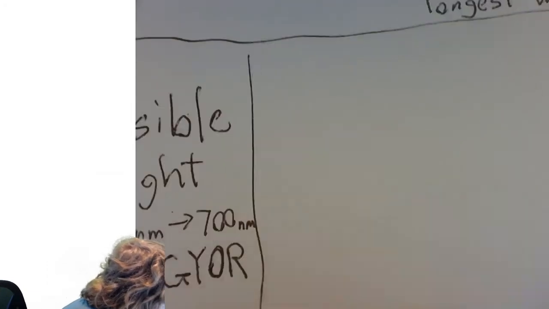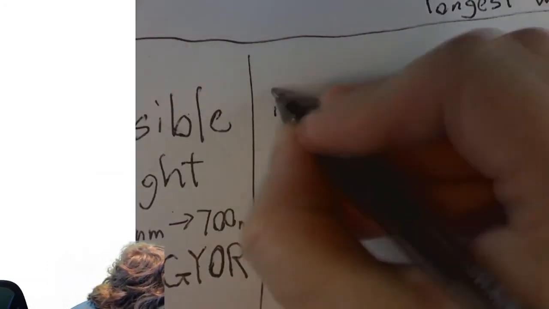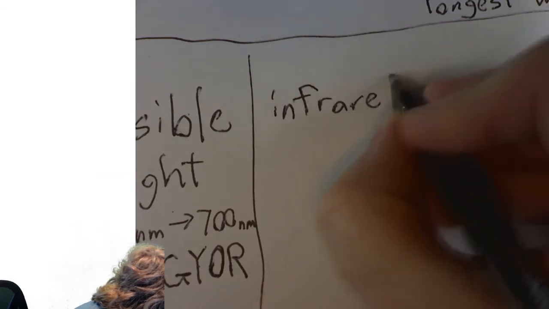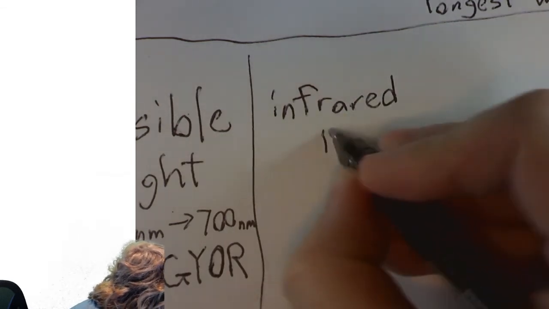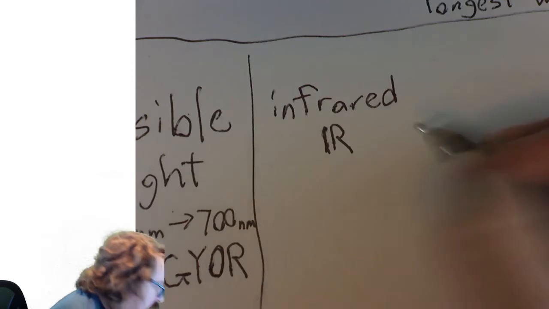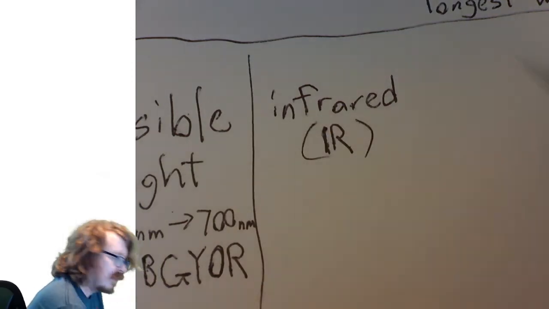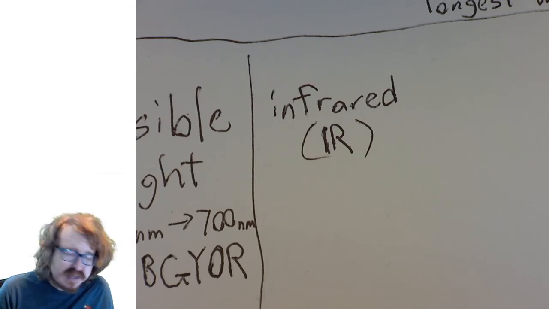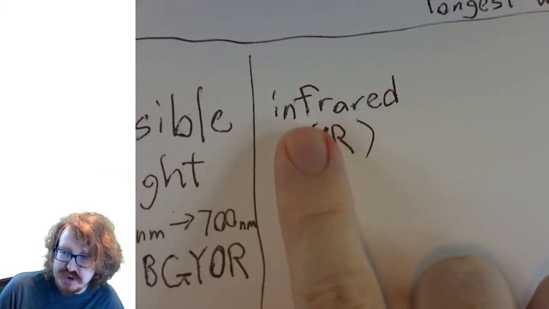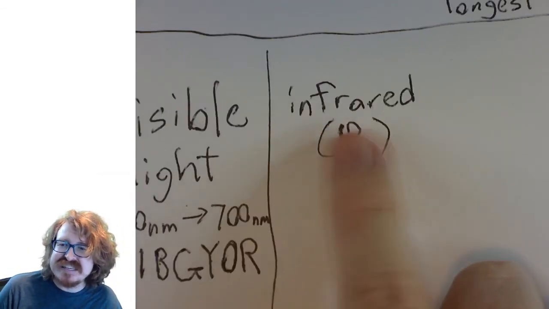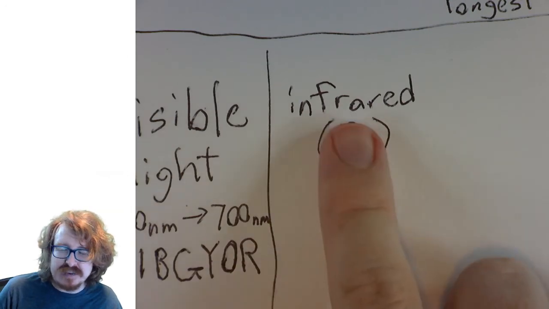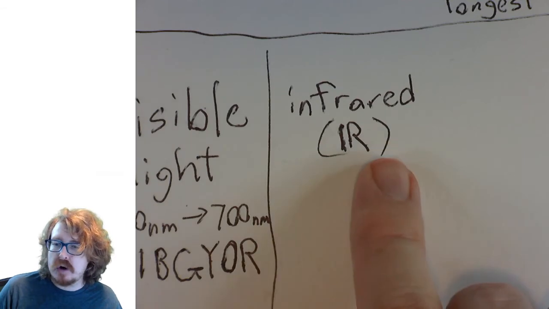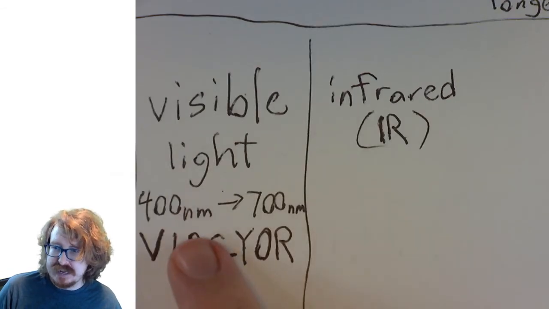The name for this type of light is infrared, which is frequently shortened to IR. Infra means under, and so this name comes from its energy level being under the level for red light. It's a lower energy than visible light is.